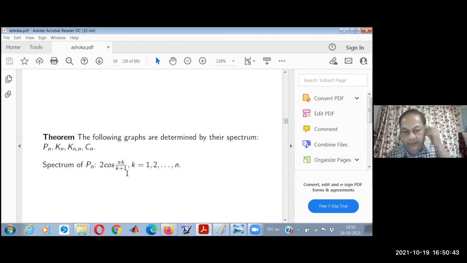This comes up in the spectrum of tridiagonal matrices and numerical methods and so on. And what I'm saying is that if you give me any graph on n vertices which has these eigenvalues, then it must be essentially the path. So that is the meaning of a path being determined by the spectrum.